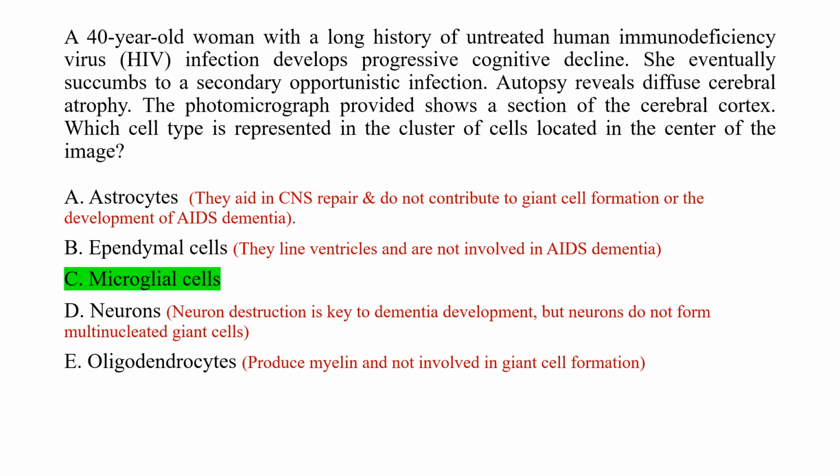So to summarize, the correct answer would be microglial cells, and these are the cells which are key players in AIDS dementia, as HIV infects and causes them to form multinucleated giant cells. I hope this helps to clarify the question and the rationale behind the correct and the incorrect answers.